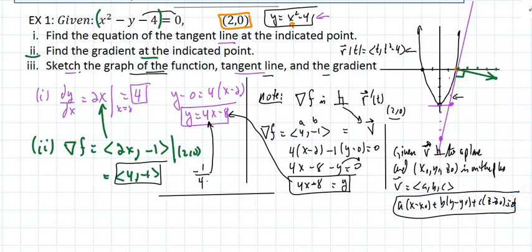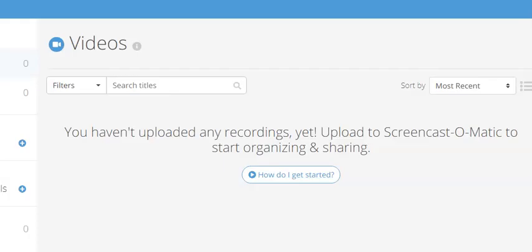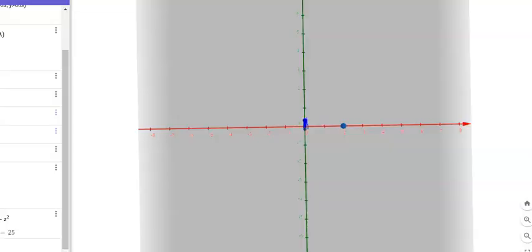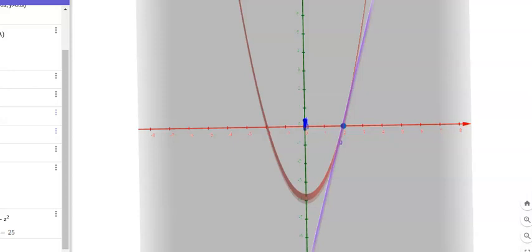Well, let me show you a small secret. This demonstration is via GeoGebra. If I graph y equals x squared minus 4, it's right there. If I graph y equals 4x minus 8, there's the line. If I mark the point (2, 0), it's right there on the graph. That's where they intersect. If I go to the vector <4, -1> and sketch it, it's right there. And I notice that those are perpendicular.